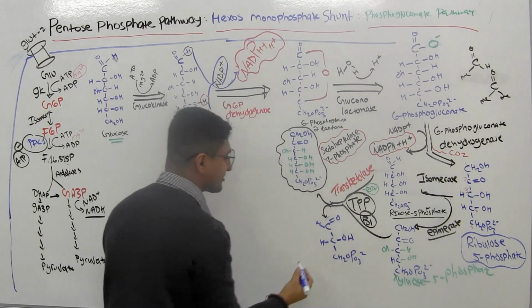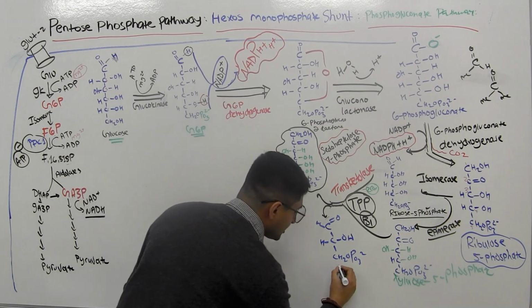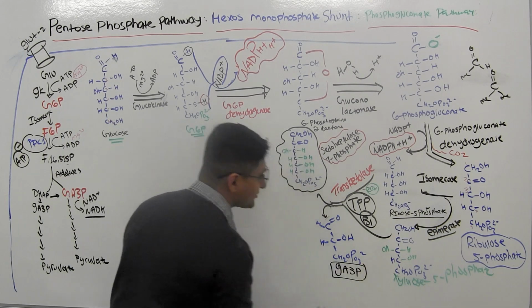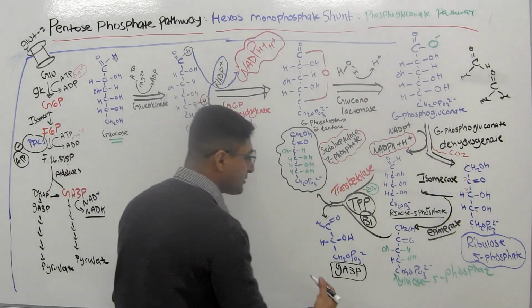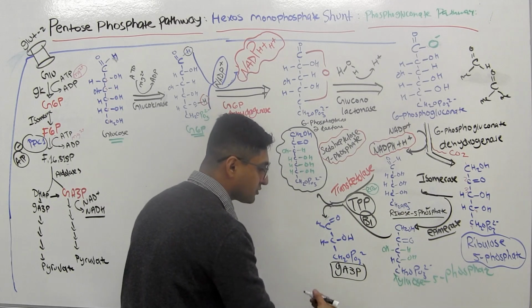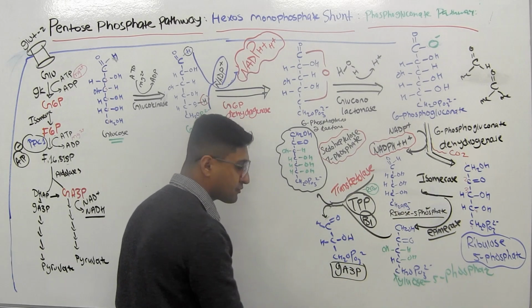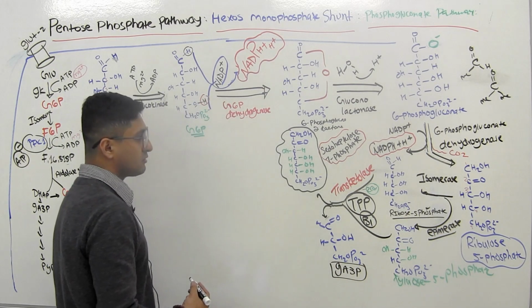Guys, do you see this 3 carbon molecule? What is its name? It's called GA3P, glyceraldehyde 3-phosphate. What can I do with this compound now? I can run glycolysis from here, depending on the body's demands, to make ATP. I could even use it for gluconeogenesis. That's one thing I could do.